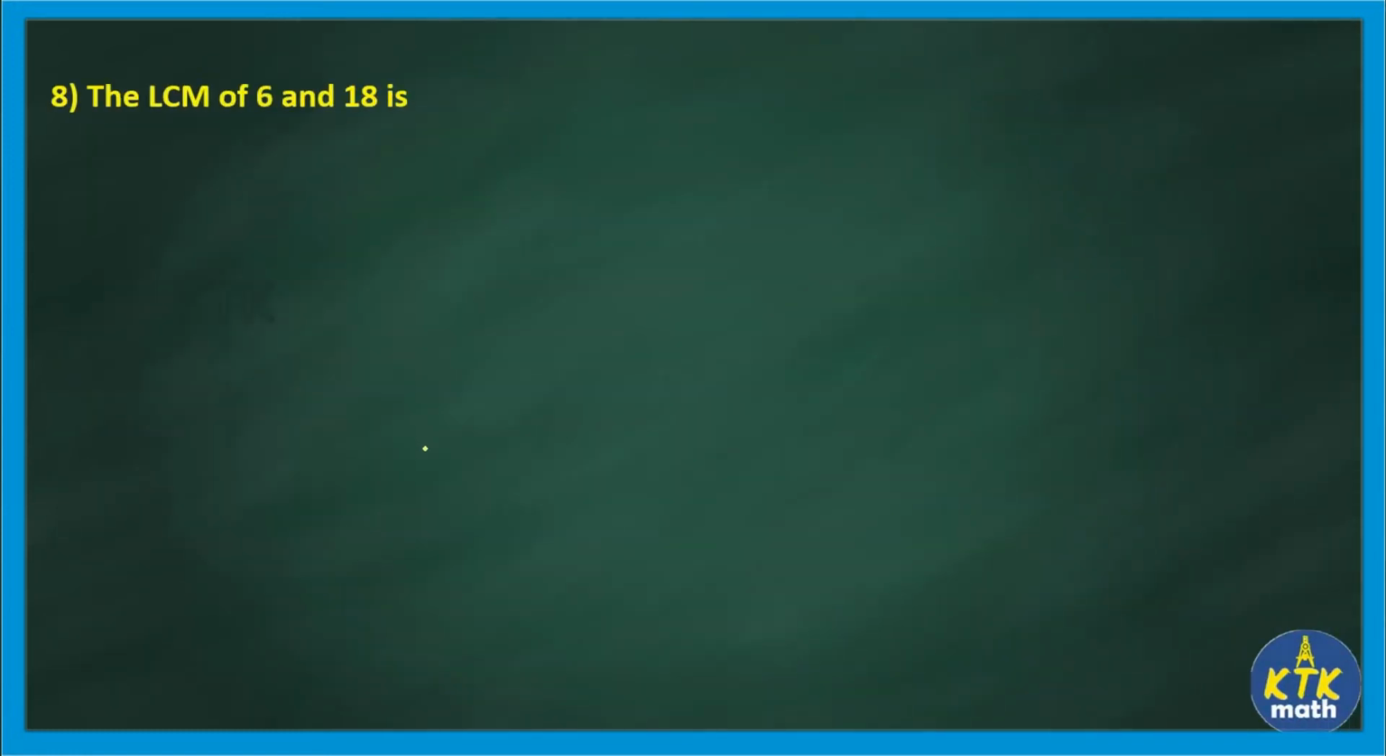Question number 8. The LCM of 6 and 18 is. So here we have an important note on LCM. When they are giving LCM for two numbers, if one number is a multiple of another number, then the greater number is going to be the LCM. We know that 18 is a multiple of 6. Therefore, the greater number is going to be your LCM and the smaller number is going to be your HCF. So whenever one number is a multiple of another number, the greater number is its LCM, the smaller number is its HCF. So keep that in mind. Without solving any sum, you can directly find the answer by using the application of these notes.